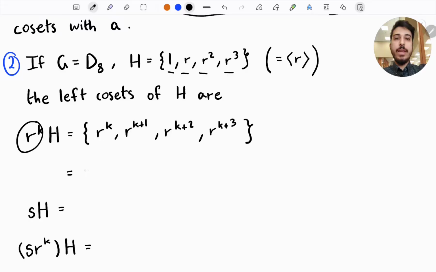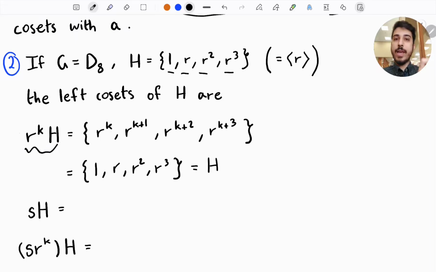So this set equals, at the end of the day, 1, r, r squared, and r cubed. But that is exactly equal to H. So we conclude that the left coset r to the k H is equal to exactly H. Now let us see what sH looks like as a coset. So we multiply all of the elements of H by s, and we get s, sr, sr squared, and sr cubed.